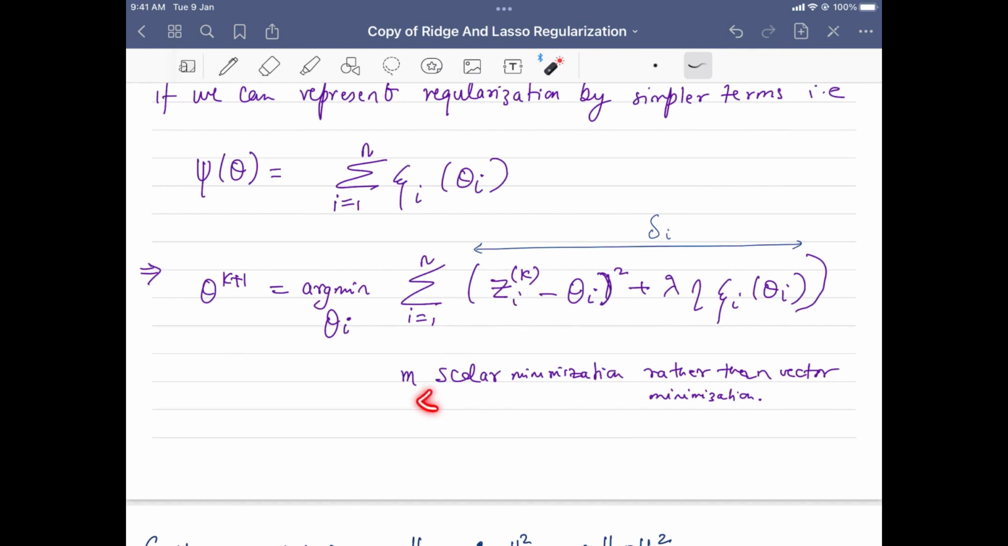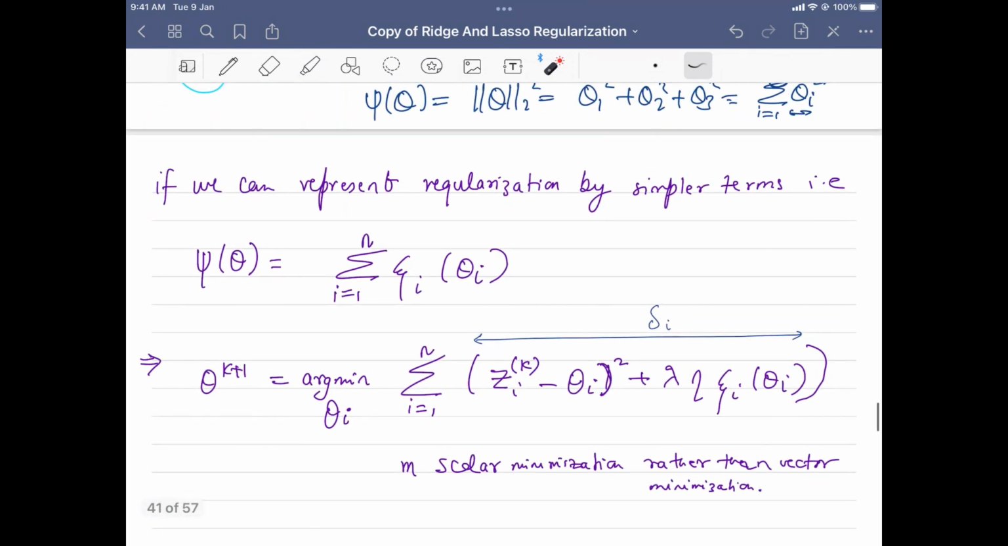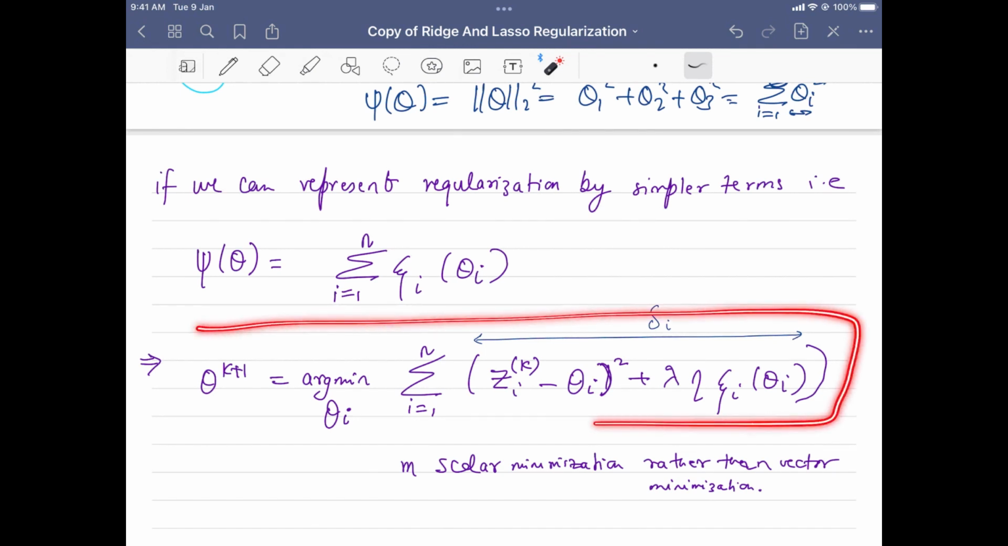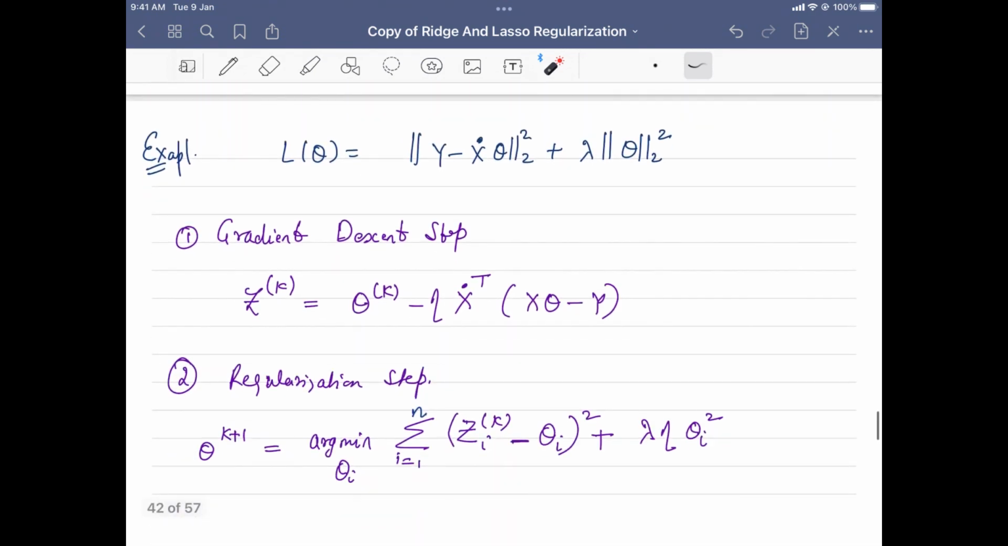So it's a scalar minimization rather than the vector minimization. So let us see two small examples based on L1 and L2, which will clear the doubts about how we are writing these types of summations. So here your L theta is basically a ridge regression loss.